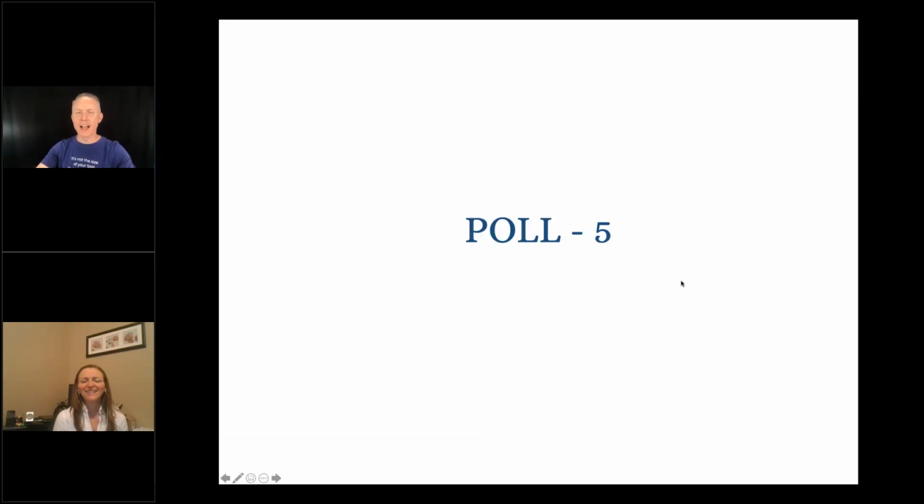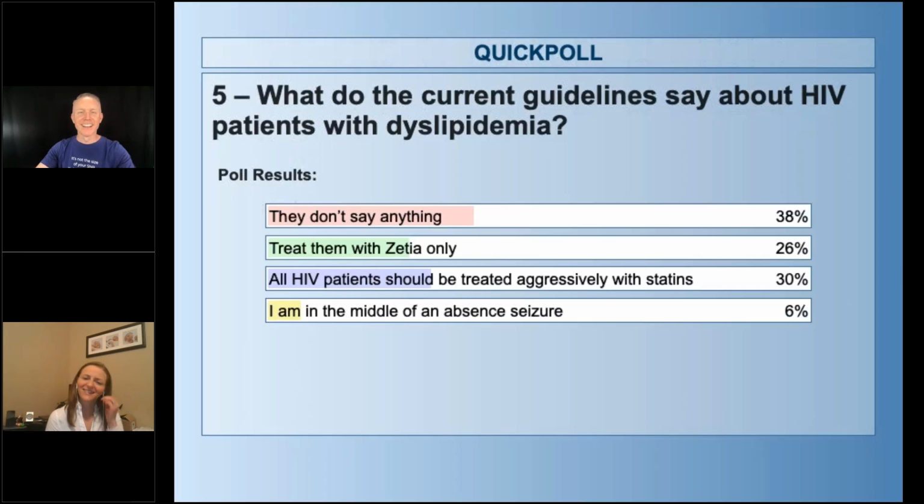Okay. I need to share the results. So let's see what y'all say. All right, they don't say anything. Treat them with Zetia. Yeah, they do. They may mention something about that. All HIV patients should be treated aggressively. Remember, be careful with extremes. All? Really? And aggressive? There's a lot of drug interactions with statins, depending on which, and PIs, protease inhibitors.